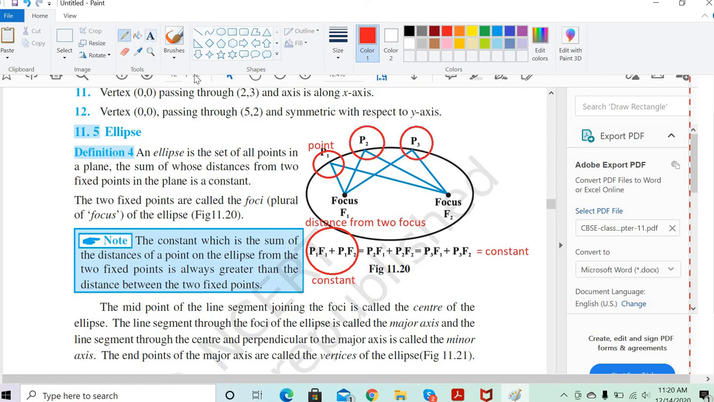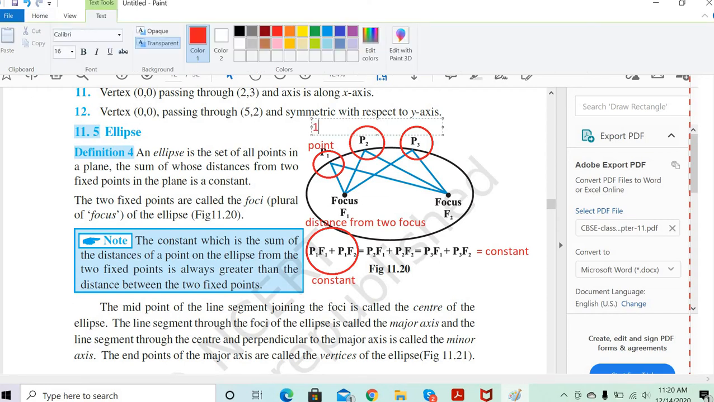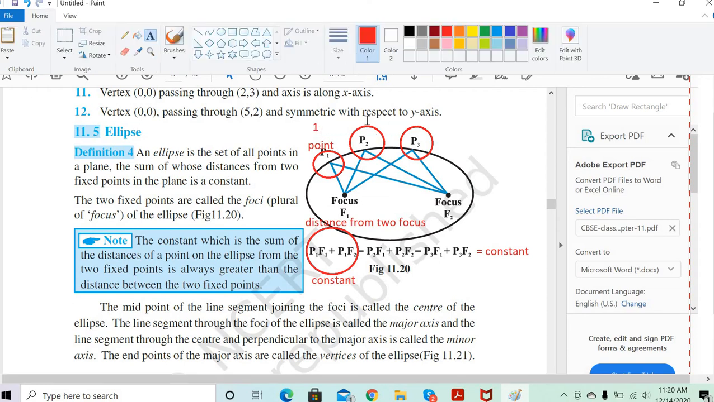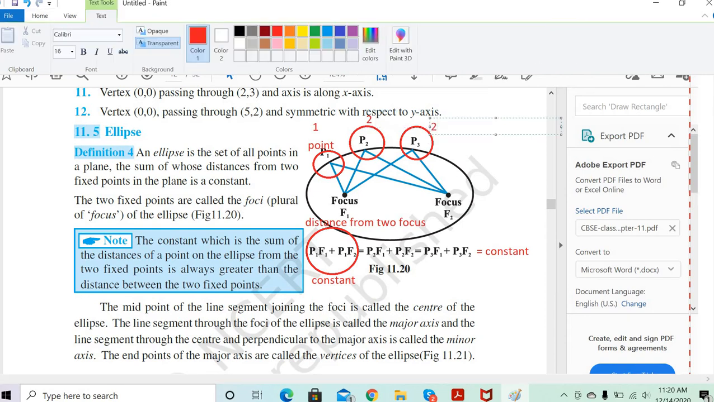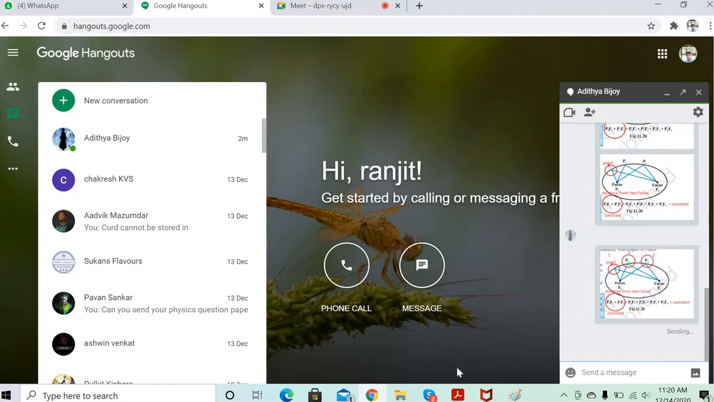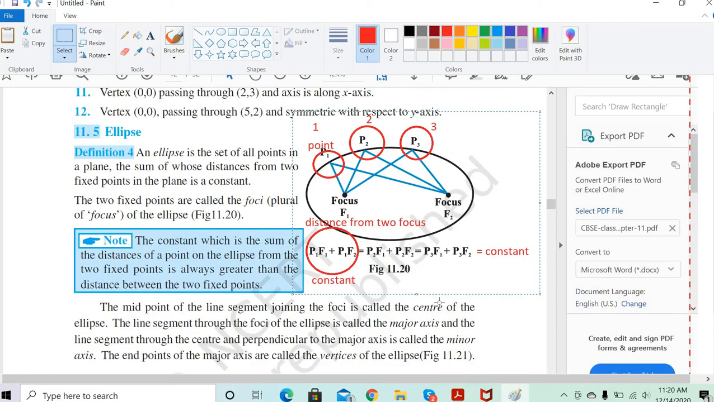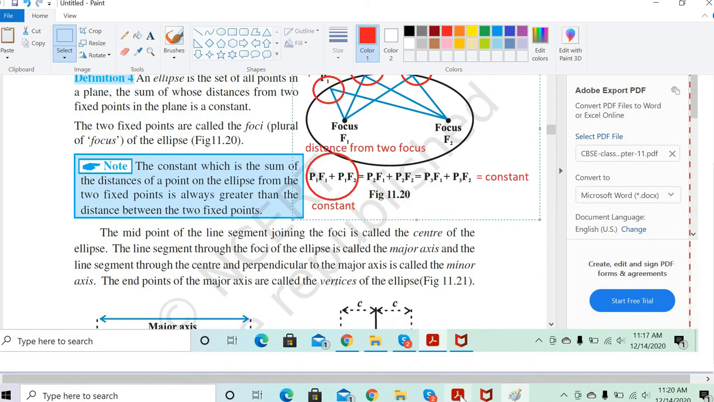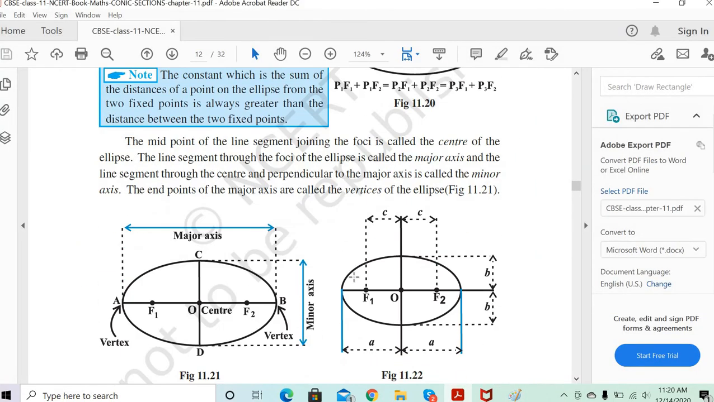So you got the first point, second point, and third point, right? First point, this is the second point, and this is the third point, isn't it? So all the three points have the sum of the distances from the two focus always constant. This is what we want to understand. Clear? Yes, sir. Clear. Okay, any questions, any doubts in this part now? No problem.